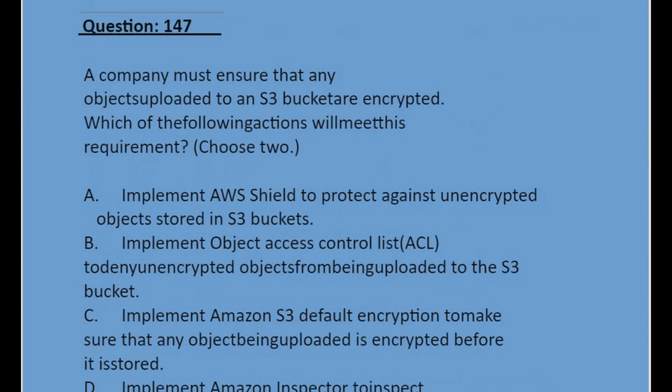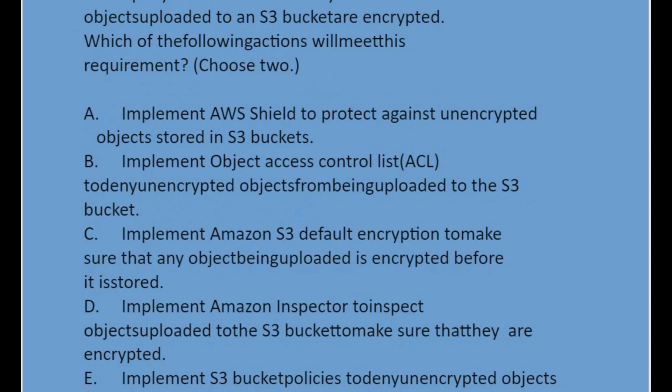Question is, a company must ensure that any objects uploaded to an S3 bucket are encrypted. Which of the following actions will meet this requirement? Select two options. Option A. Implement AWS Shield to protect against unencrypted objects stored in S3 buckets. Option B. Implement Object Access Control List (ACL) to deny unencrypted objects from being uploaded to the S3 bucket.